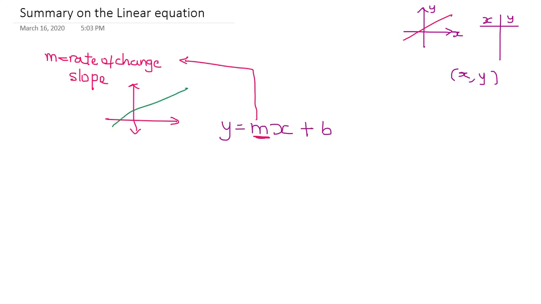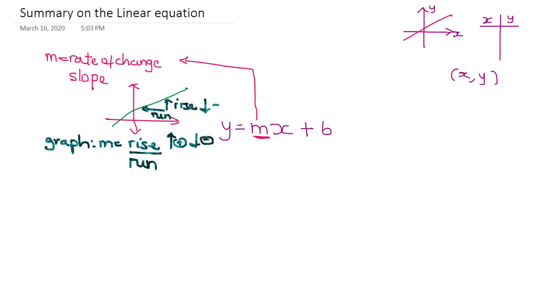Sorry, the line is not straight, but you should use a ruler in this case. Once we know that there is a rise versus a run, we need to divide our rise by our run. On the graph, m is equal to rise over run. Rise, if you're going up, is positive, or if we're going down, it represents negative.